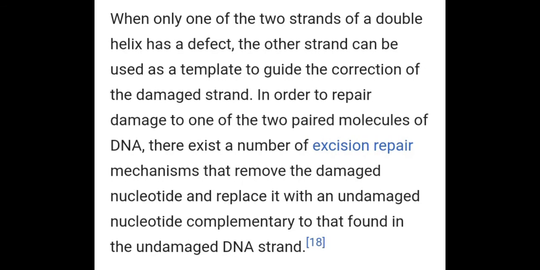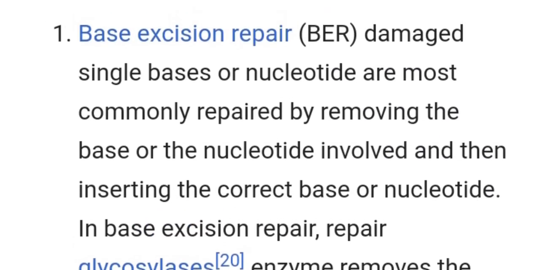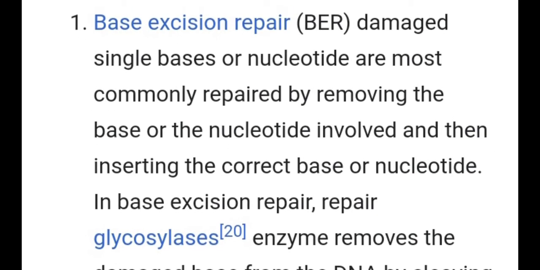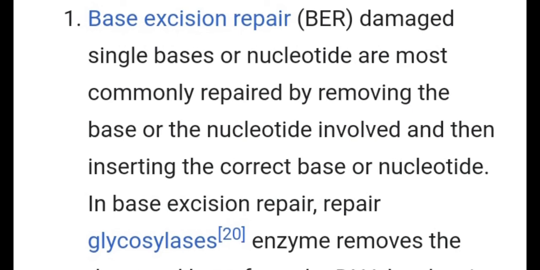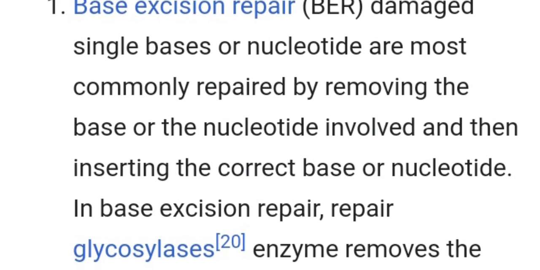So let me talk about them one by one. Base excision repair: the damaged single bases or nucleotides are most commonly repaired by removing the base of the nucleotide involved and then inserting the correct base or nucleotide. Simple thing, we have to remove the damaged base or nucleotide and then insert the correct base or nucleotide.